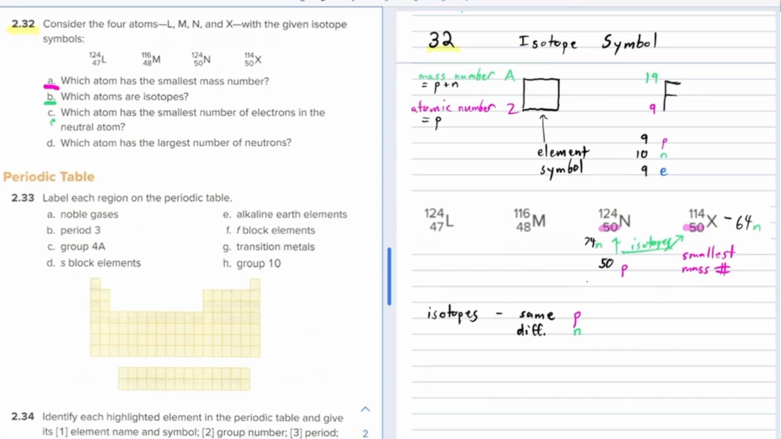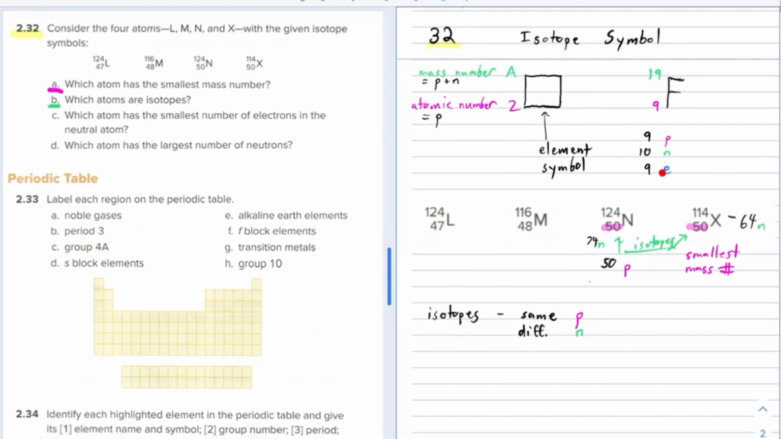Okay. C, which atom has the smallest number of electrons in the neutral atom? Now remember, in neutral atoms, the protons equal the electrons. So whichever one has the smallest number of protons would also have the smallest number of electrons. So here, this one right here, that one has the smallest, oops, I misspelled that, smallest number of electrons.